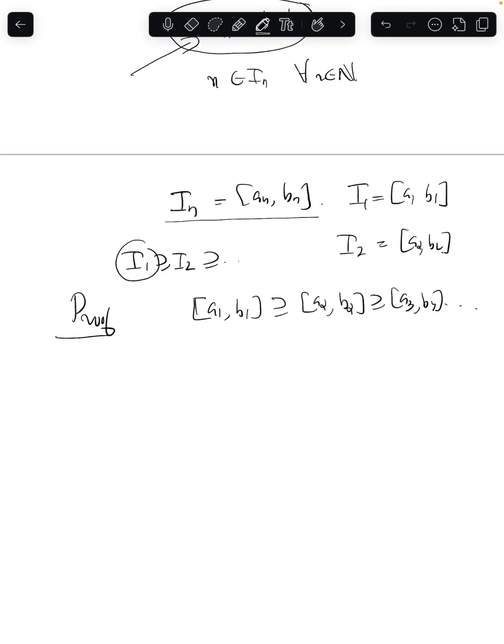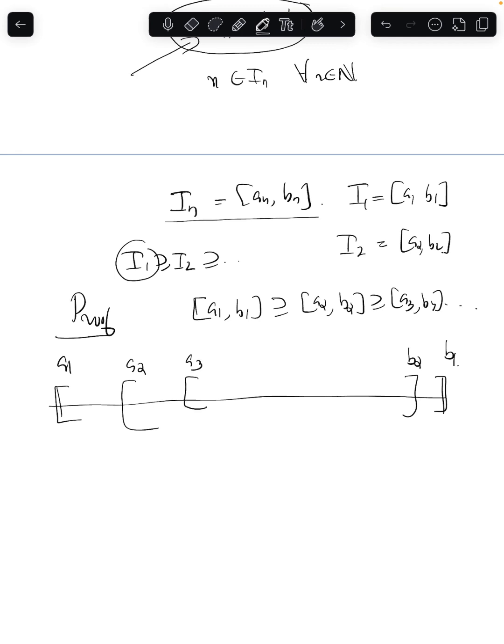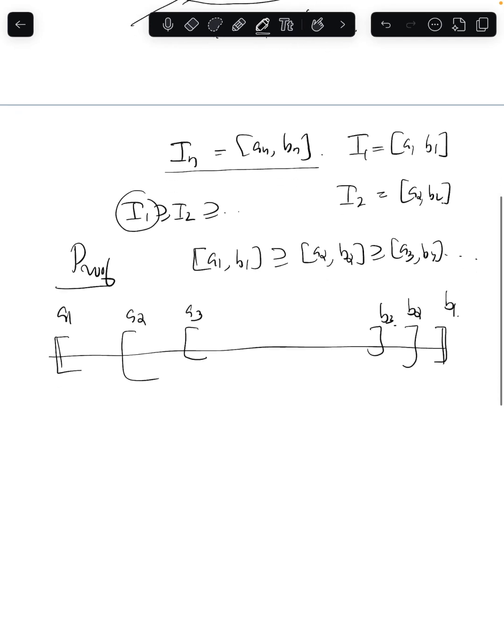We can also mark these intervals like this. [a1, b1] is the biggest set. [a2, b2] is inside the set [a1, b1]. [a3, b3] is inside [a2, b2], and so on up to [an, bn]. We can draw the nested sequence of intervals like this.